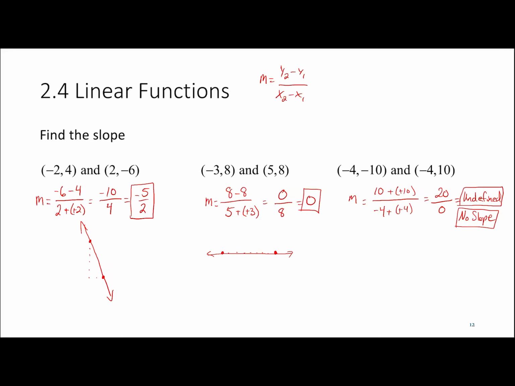So either of those terms are fine. Your book will, and your math lab, use undefined. I'm going to use no slope and undefined both sort of interchangeably. Now, when we look at that from a mental picture standpoint, again, we can use that fraction as the example.